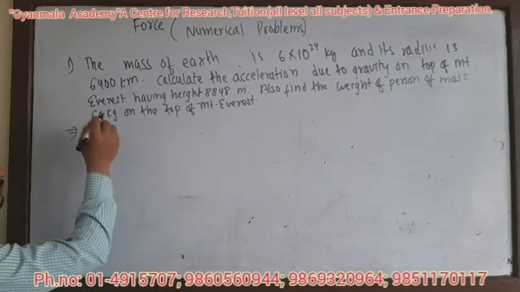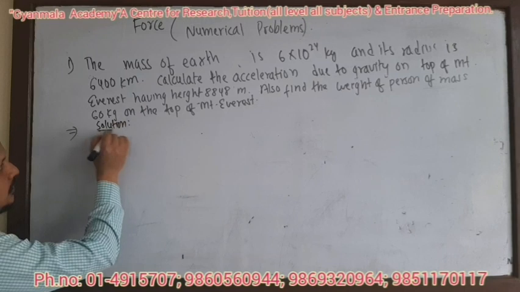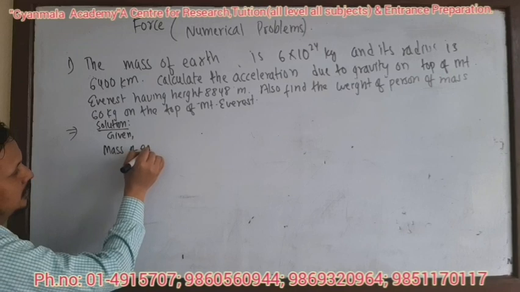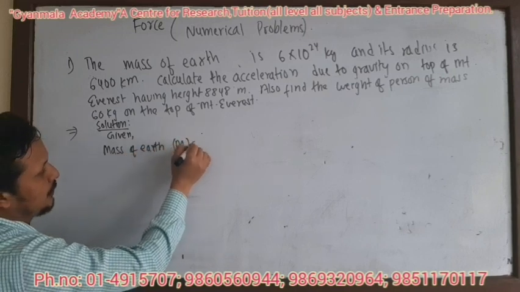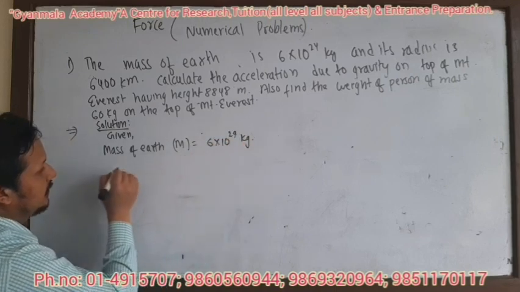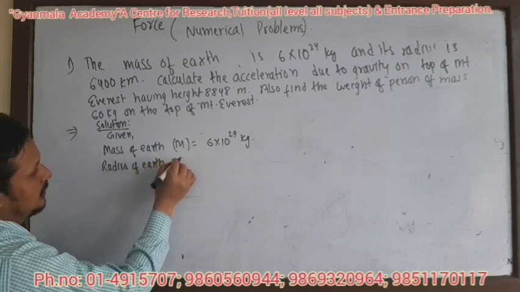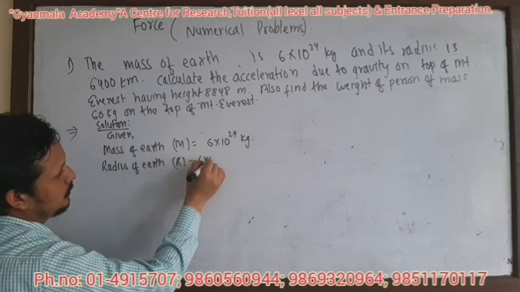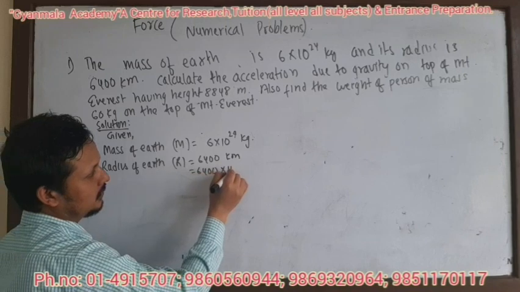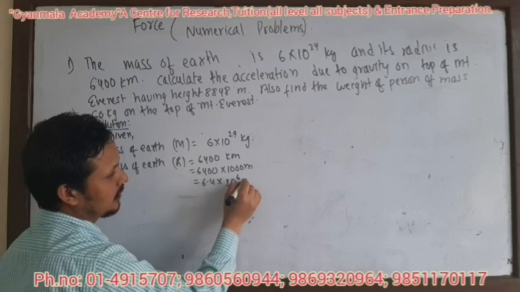Now, let us first write the information given by the question. Solution, given: mass of Earth, m equals 6 into 10 to the power 24 kg. Radius of Earth, r equals 6400 kilometer equals 6400 into 1000 meter equals 6.4 into 10 to the power 6 meter.